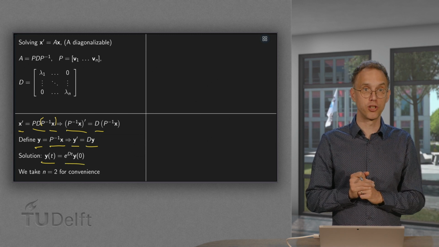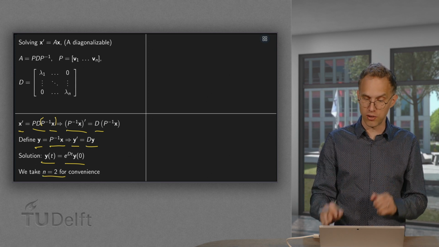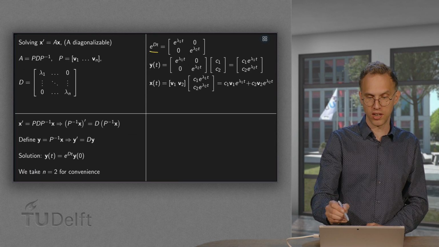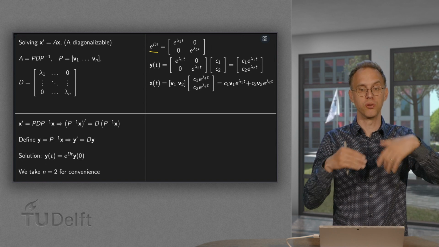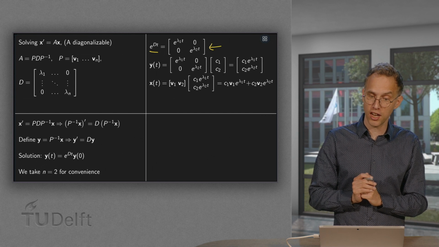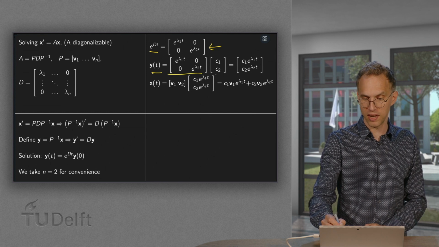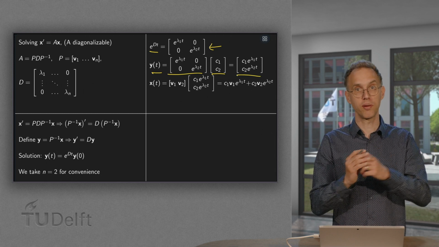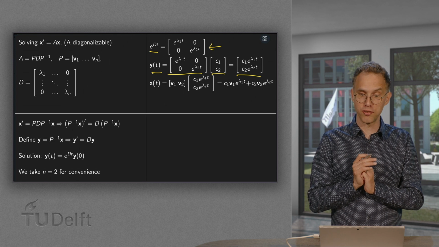Then again, to avoid clutter, we take n equals 2 for convenience to see how the solution looks. Well, e to the power dt in the 2 by 2 case is just lambda 1 and lambda 2 on the diagonal. If you take the exponential, you just need to take the exponential of that, as you learned in your linear algebra course. So y of t equals this e to the power dt times some initial condition. And you can write this as a factor c1 e to the power lambda 1 t plus c2 times e to the power lambda 2 t. So there we have our y of t.